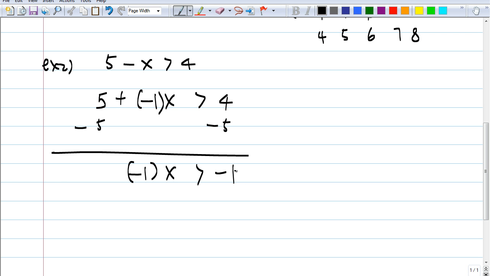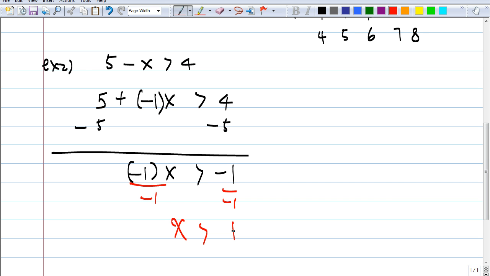Now, let's divide both sides. We have negative 1 times x. You want to divide both sides by positive 1? That will not get rid of this negative 1. So negative 1 is multiplying this x. How do you undo multiplication? You divide by the same number, which is negative 1. So let's divide both sides by negative 1. So I get x is greater than, what's negative 1 over negative 1? 1.